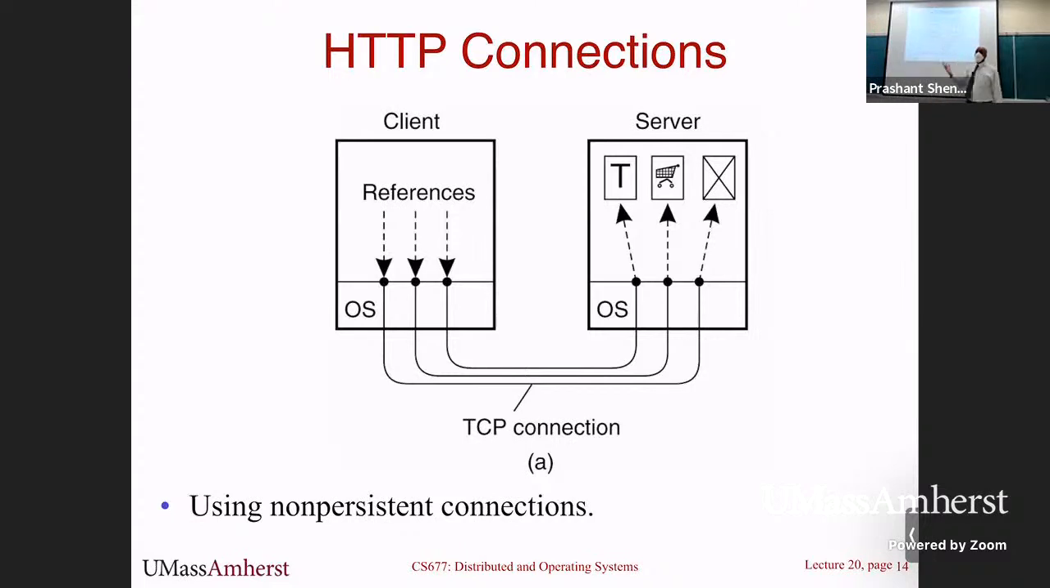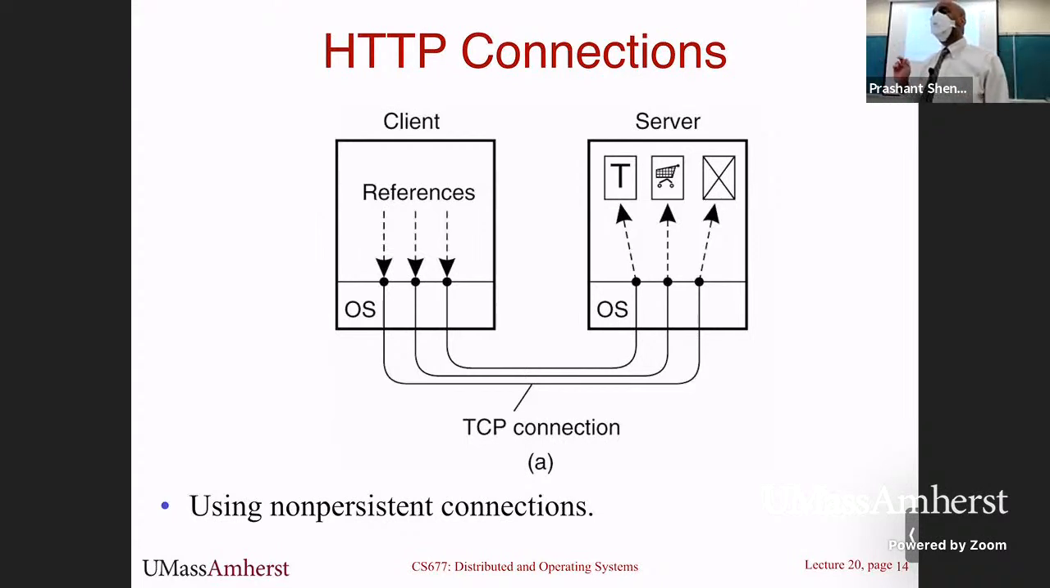So you incur the overhead of setting up a TCP connection, sending HTTP requests, getting a response, and so on and so forth. And then once you get a response, you tear that HTTP connection down. So it's called a non-persistent connection. The connection lifetime is simply: send one HTTP request, get one HTTP response, connection is shut down. This is how HTTP version 1 worked.